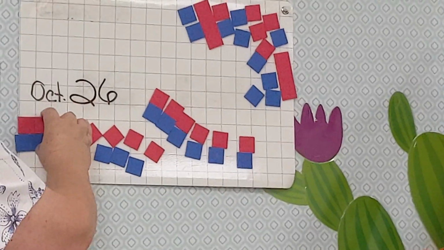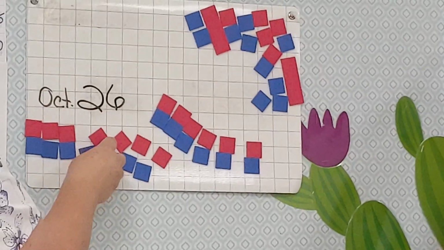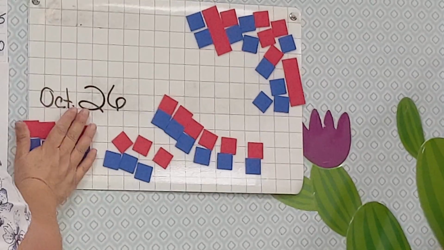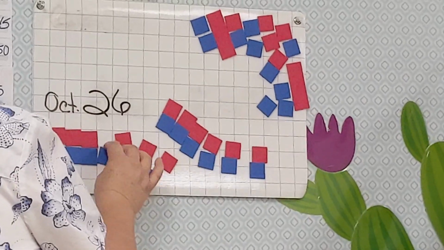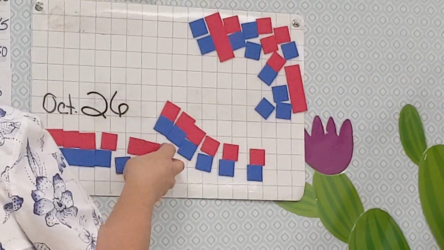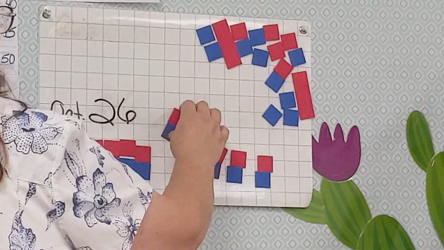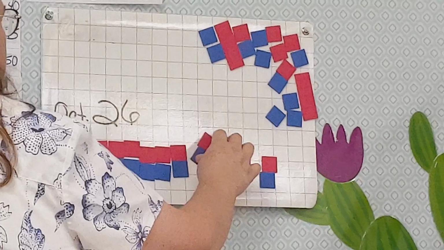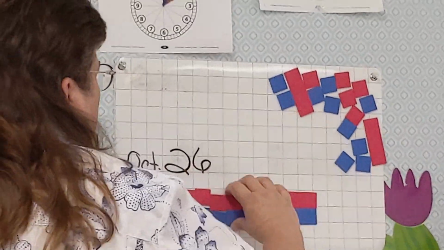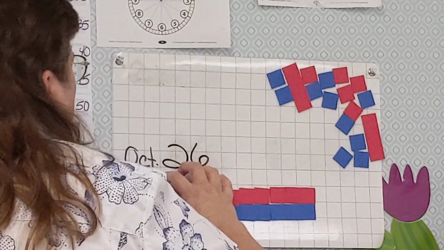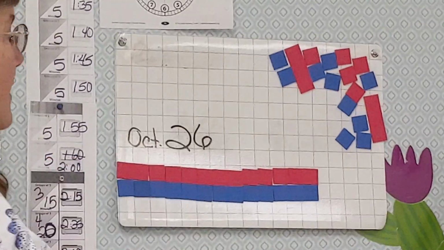2, 4, 6, 8. I want to slide off the edge, Bobby. 10, 12, 14, 16, 18, 20. 2, 4, 6. Hopefully that gives you a clue if 26 is an odd or an even.